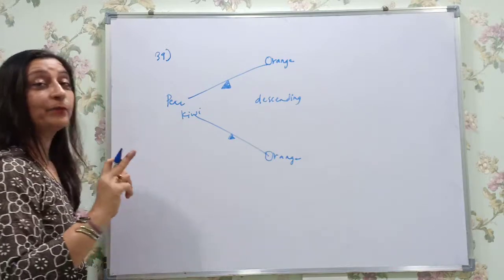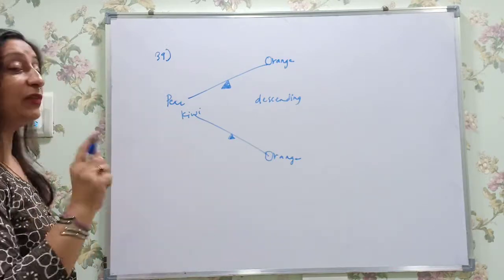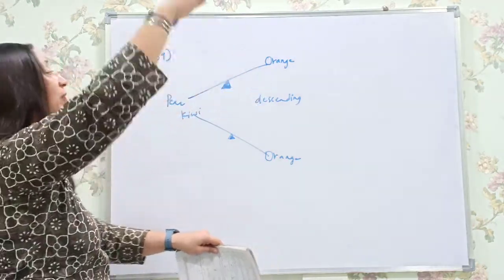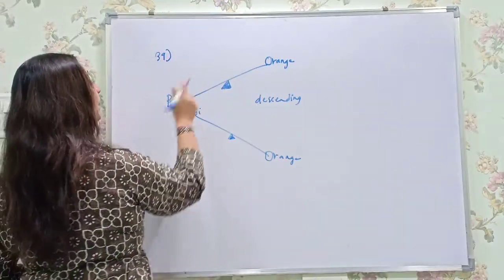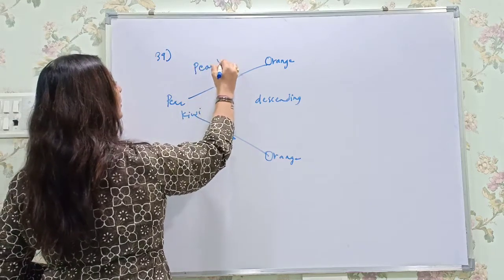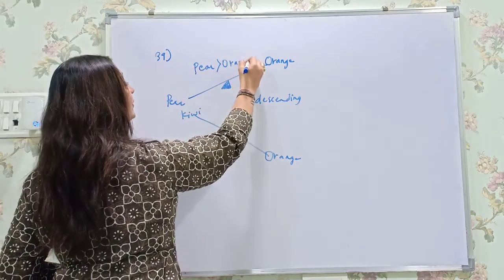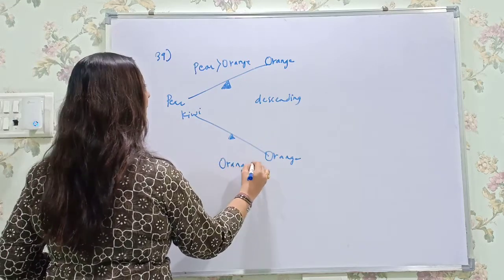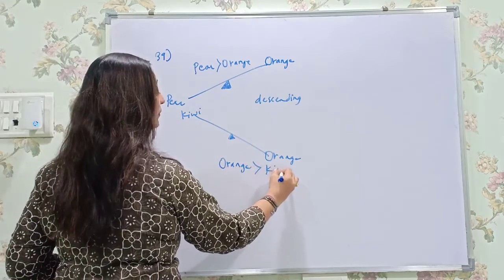So what happens in that? The one whose weight is more, the heavy weight one, that will be down. Lighter weight will be up. So what is heavy here? Pear. So pear is heavier than orange, isn't it? Here who is down? Orange. Orange is heavier than kiwi.